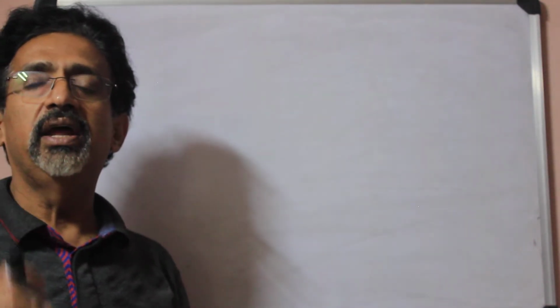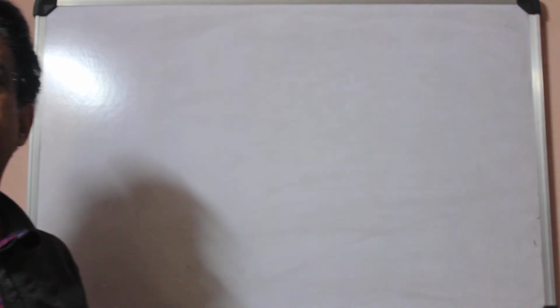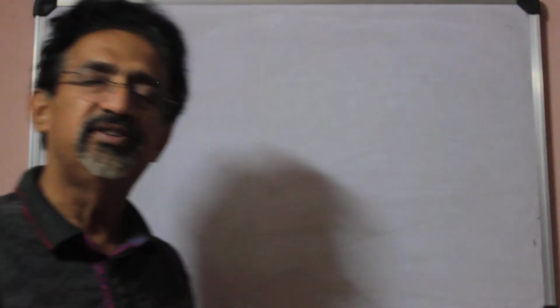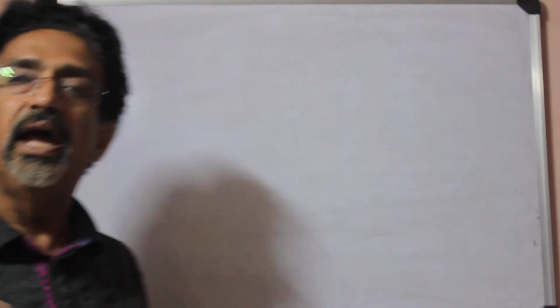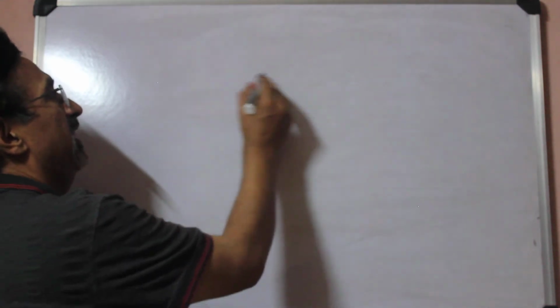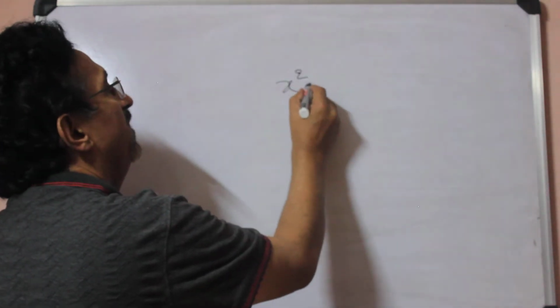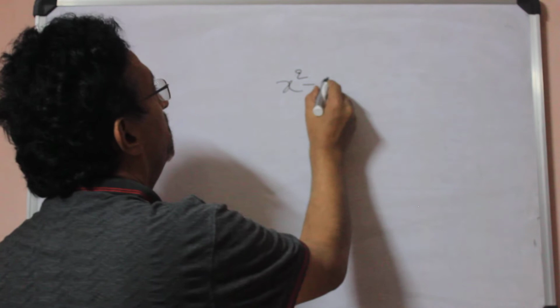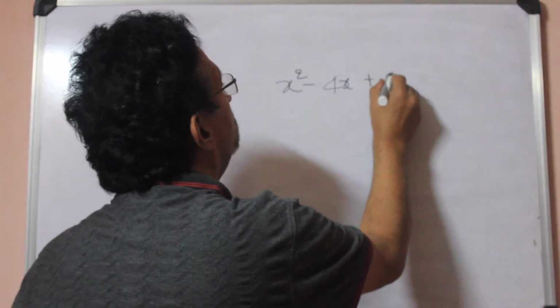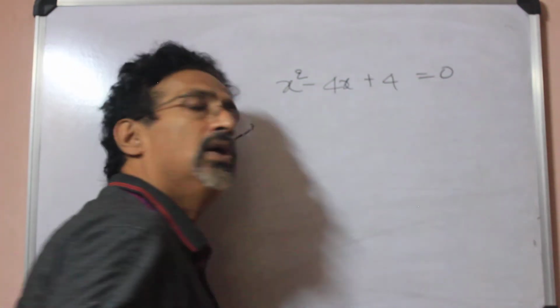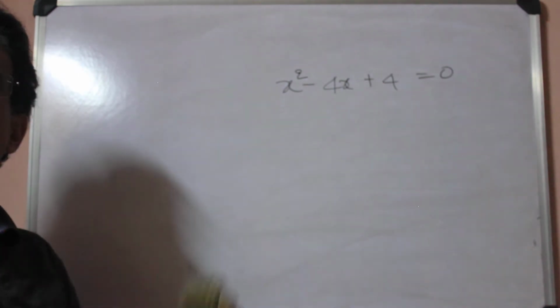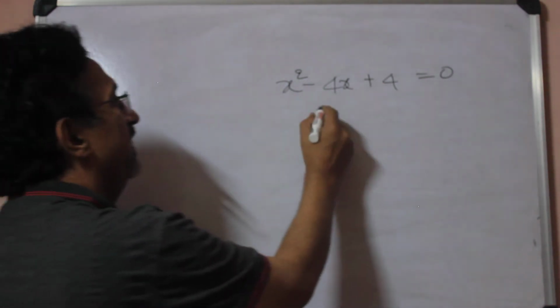For example, if equations are simple, then certainly we can follow direct methods, or we can call such methods analytical methods. For example, as we considered, x squared minus 4x plus 4 is equal to 0. What are the roots? It's a very simple expression. So I can write this as what?